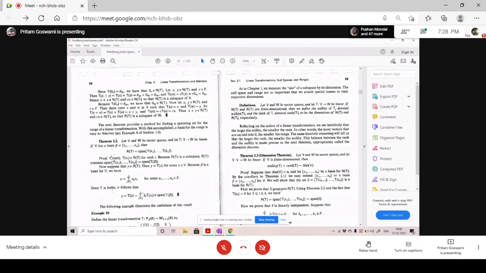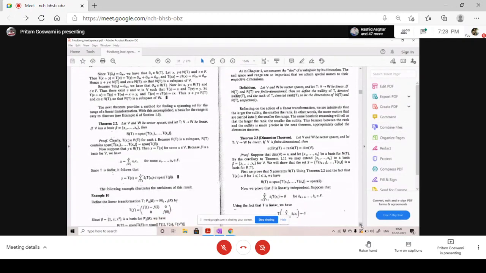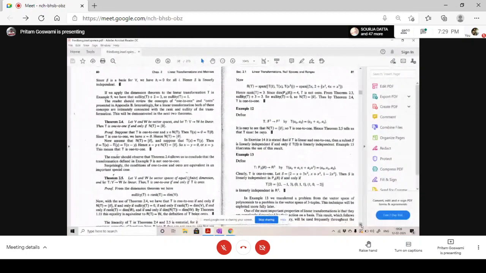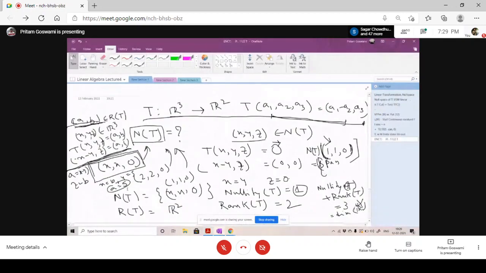Is it clear till now? There is a proof. You can go through the proof also here in the book, but I am not going into the details of the proofs here. Okay. So you don't have to calculate here also. Whenever you get nullity is 1, you can say that rank is 2, because the dimension of R3 was 3. So rank will be 3 minus 1, which is 2. So the mapping must be onto R2. You don't have to check even if it is onto or not. Right?